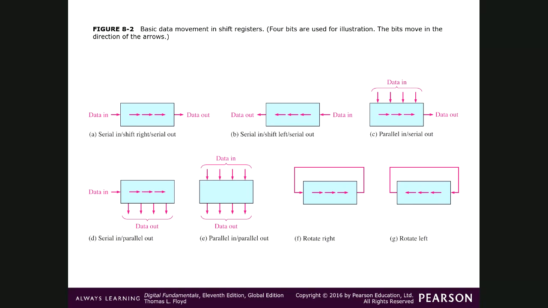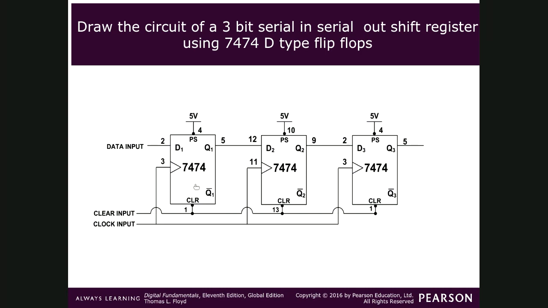Now coming to this one again. Okay. Now this is the serial in, serial out shift register. See here, flip flop 1, flip flop 2, flip flop 3. Now see here, data is coming here. Serial in, serial out. Assume that the data is 101. For example, the data is 101.